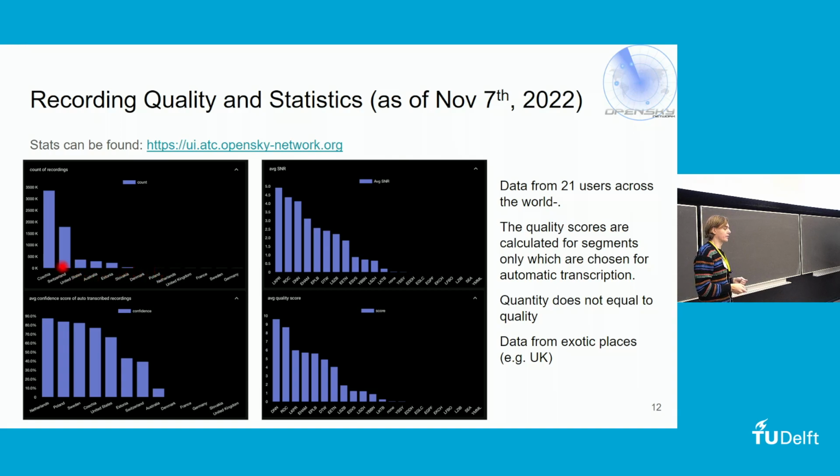By far the most recordings we have are from Czech Republic. That's because the team who did this annotation platform is from Czech Republic. And the other is from Switzerland, and there I guess you might also guess the main reason, because OpenSky is in Switzerland. And then we have United States and so on.